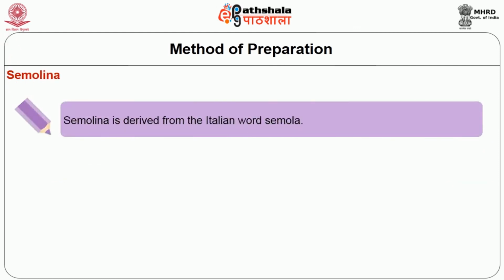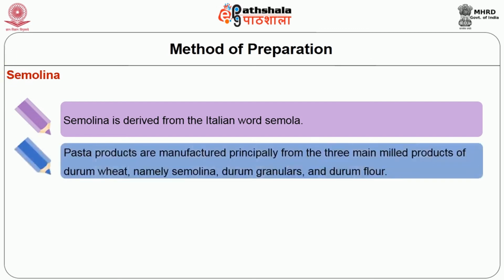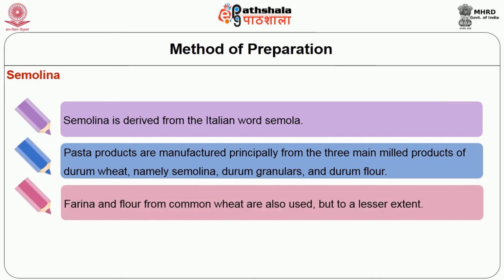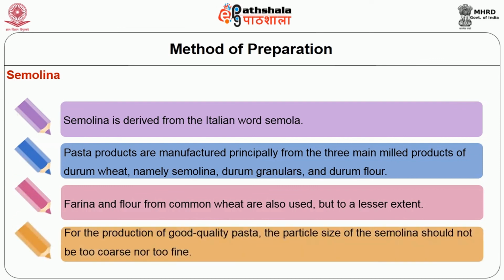Semolina is a word derived from the Italian word semola. Pasta products are manufactured principally from the three main milled products of durum wheat, namely semolina, durum granules and durum flour. Farina and flour from common wheat are also used, but to a lesser extent. For the production of good quality pasta, the particle size of the semolina should not be too coarse or too fine.